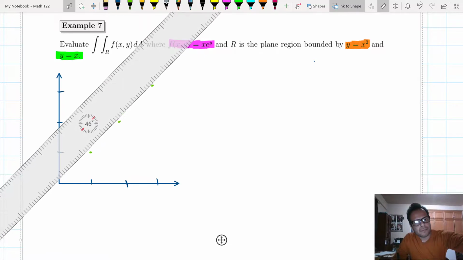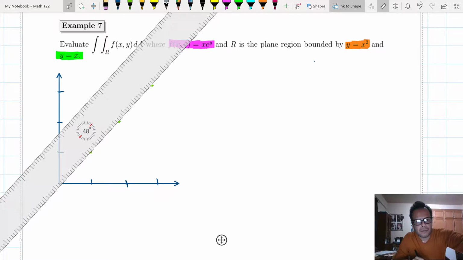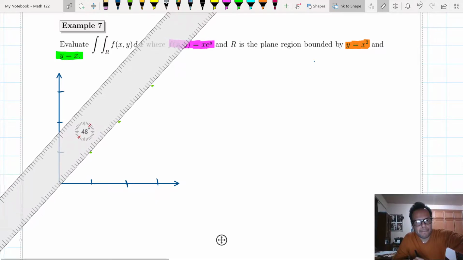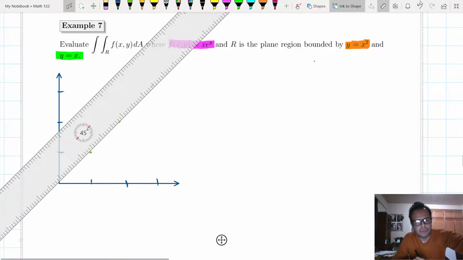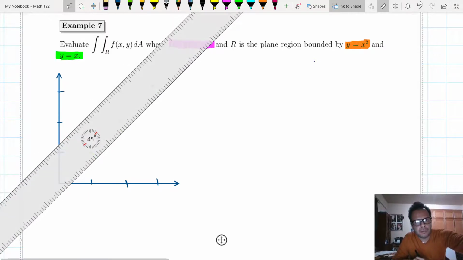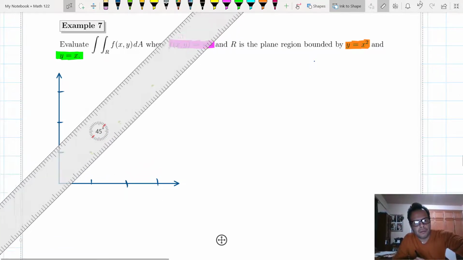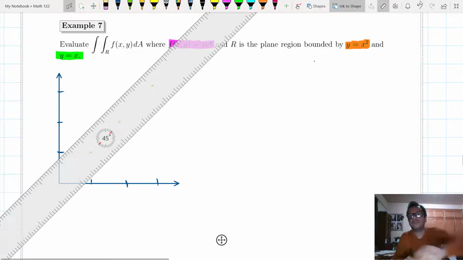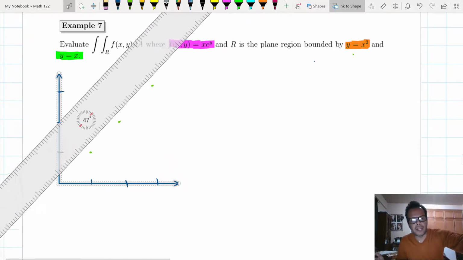Okay, so let me roughly draw this graph. Okay, don't move. Okay. Okay, let's see. Something's going on here. Okay, let's see if, oh yeah, I got it.